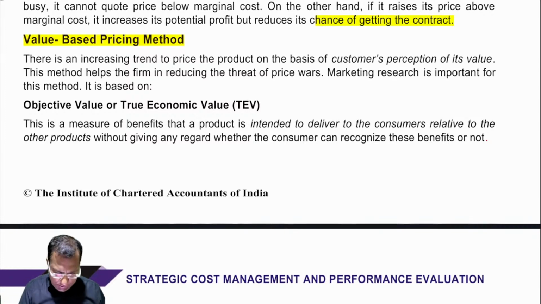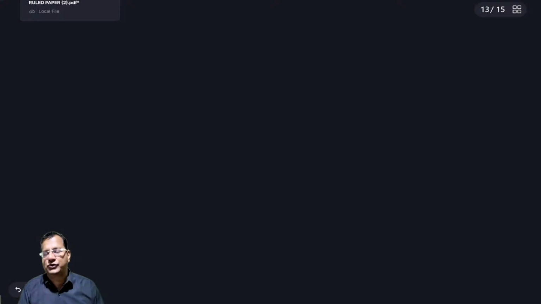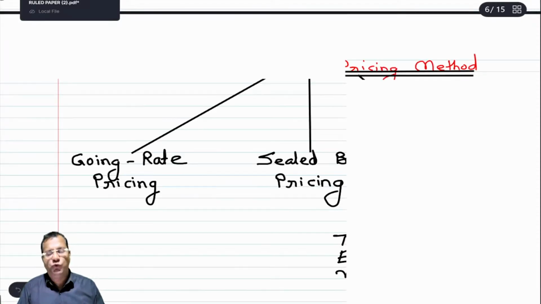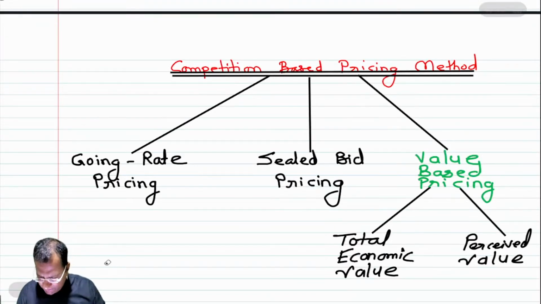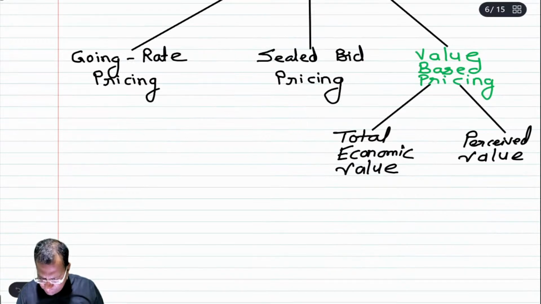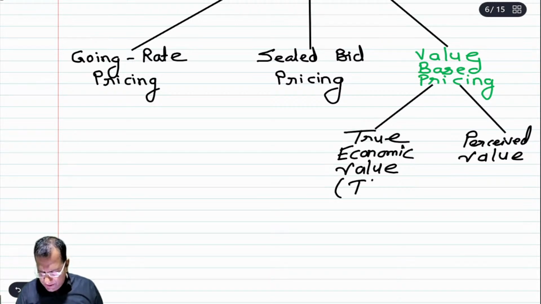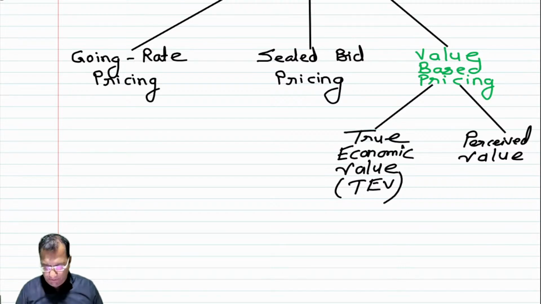Okay, beta, let's see. Through a practical example we will understand what we mean by true economic value. Not total, beta, just a minute. Please correct this one. This is not the total economic value. This is true economic value, and its abbreviation is very common, TEV, true economic value.